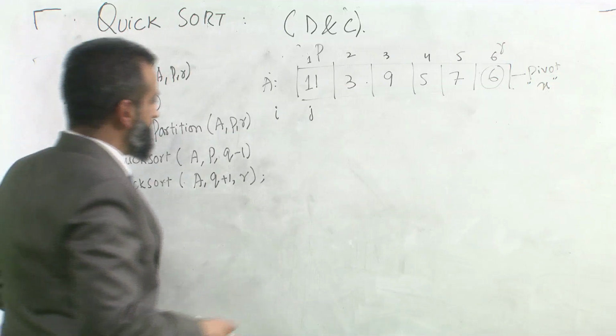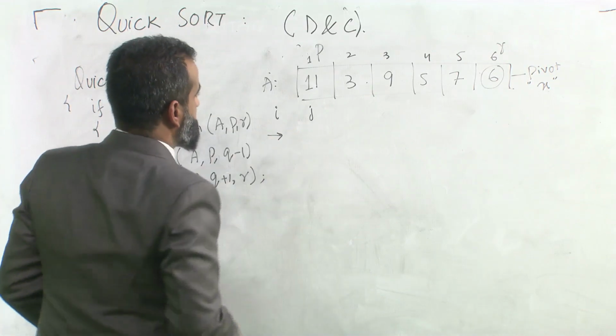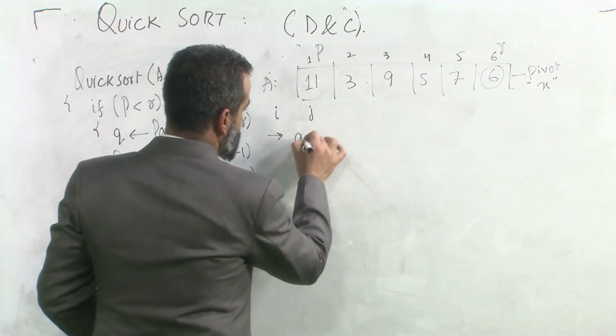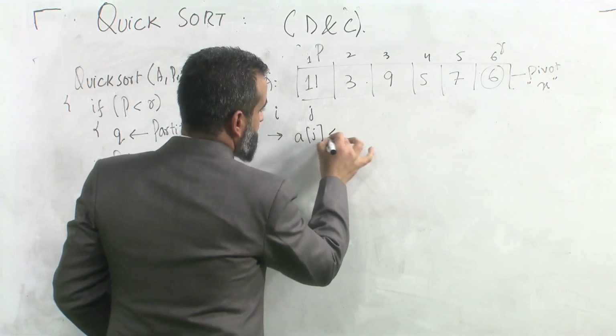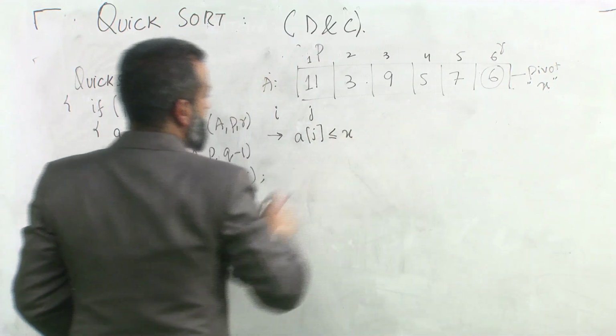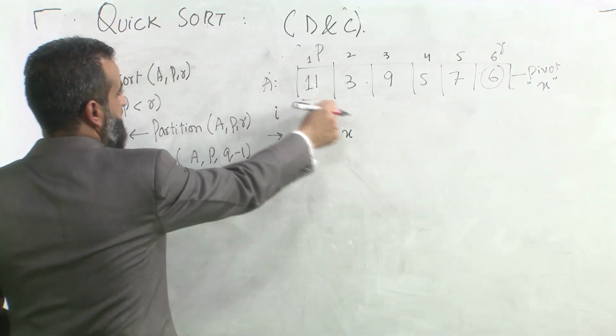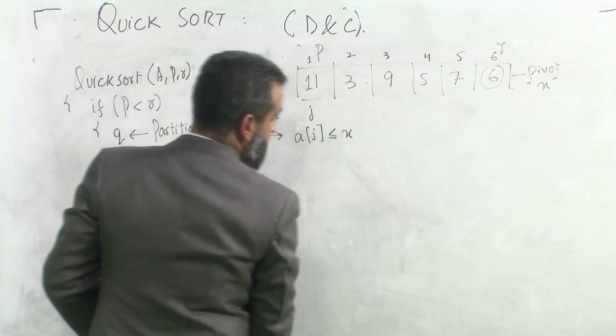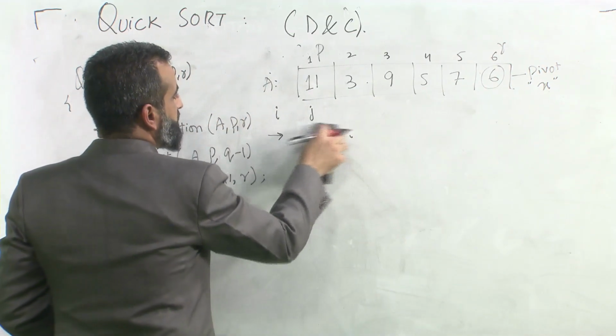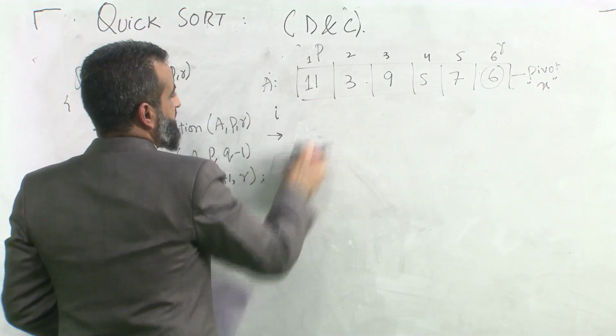So let's make the first pass. In this case, the first pass is that I compare A of J with my X. Now I can find out that A of J is not less than X. The condition is not true, so I will increment J by 1.